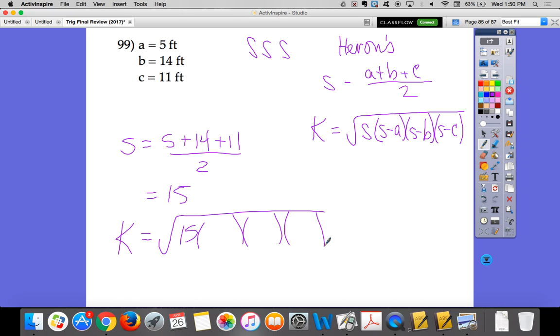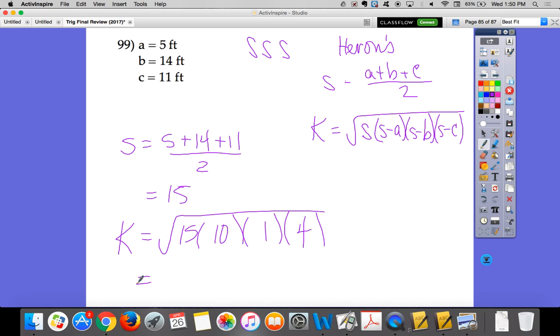And then these numbers are small enough, we can do this in our head. 15 minus 5 is 10. 15 minus 14 is 1. 15 minus 11 is 4. By the way, all of these values have to end up being positive. If you ever get a negative underneath that radical, you know that there's an error somewhere. Go back and double check yourself.